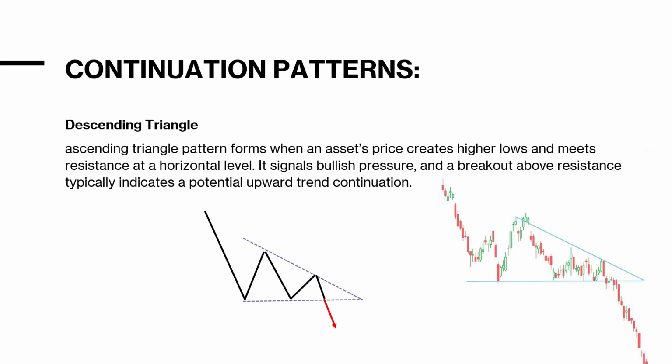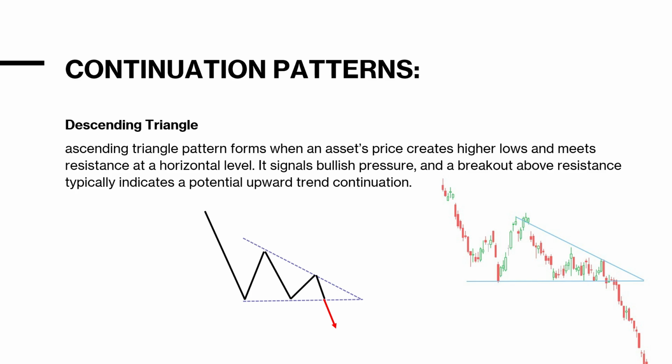Let's now take a look at the descending triangle, a bearish continuation pattern that often signals a downward trend continuation. A descending triangle forms when the asset's price creates lower highs, showing that sellers are gradually gaining strength, while the support level at the bottom remains flat. This indicates that buyers are defending this level, but with less success over time as sellers push prices lower.